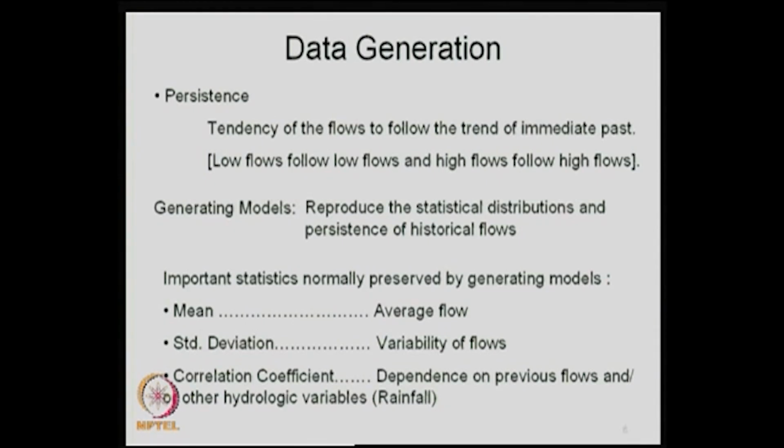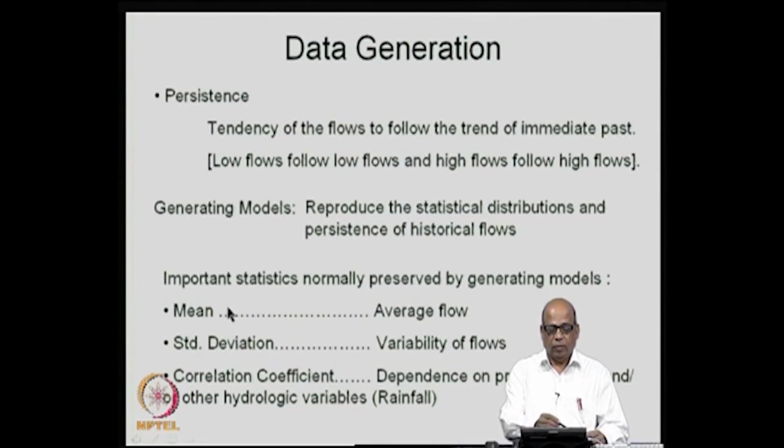So, we are capturing the dependence on previous flows or other hydrologic variables such as rainfall, soil moisture and so on through correlation coefficient. So, when we develop the generating models, we will develop such that certain parameters or certain moments of the historical data are preserved in the sequence that we generate.